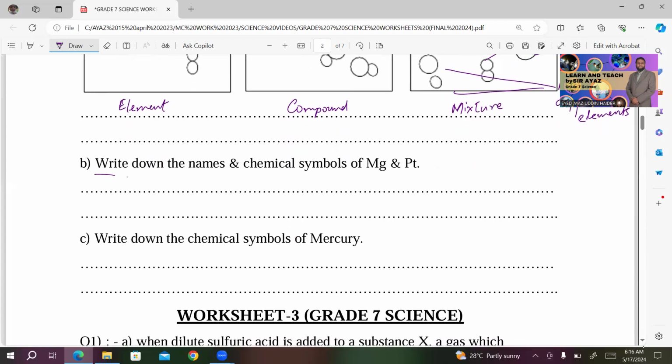B. Write down the names and chemical symbols of Mg and Pt. No need to write the symbols. Symbols are there. Mg represents magnesium. And Pt represents platinum. C. Write down the chemical symbol of mercury. It's Hg.